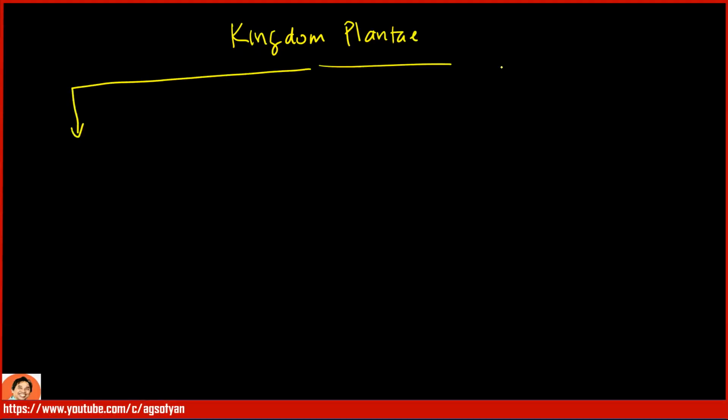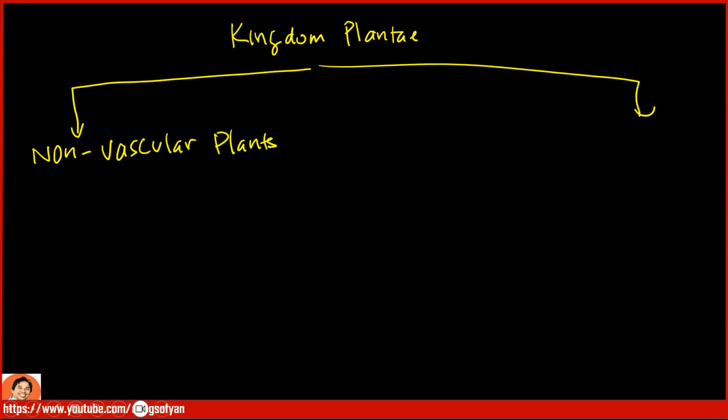Okay, so we will continue chapter 25, Kingdom Plantae. Last time we already talked that this kingdom is divided into two main groups. The first one is non-vascular plants. The second group will be vascular plants.